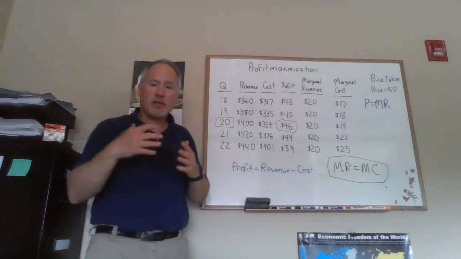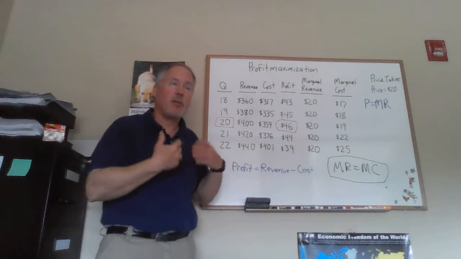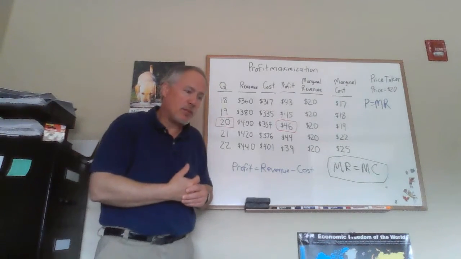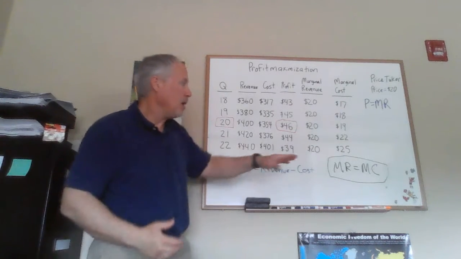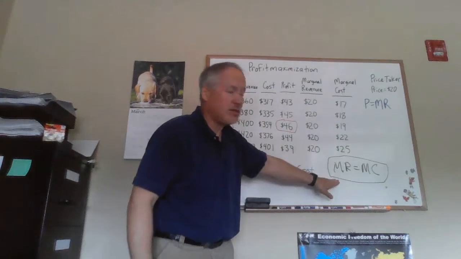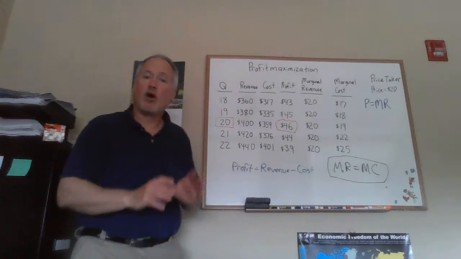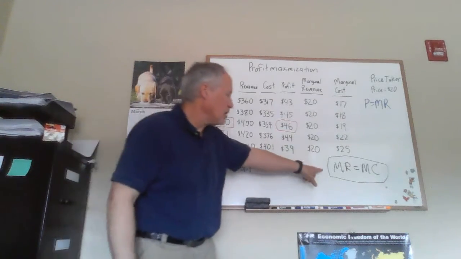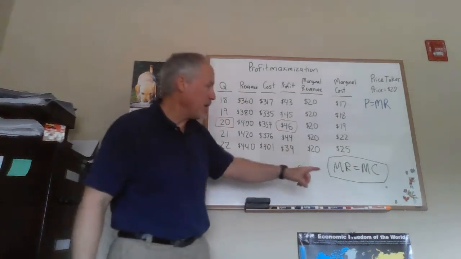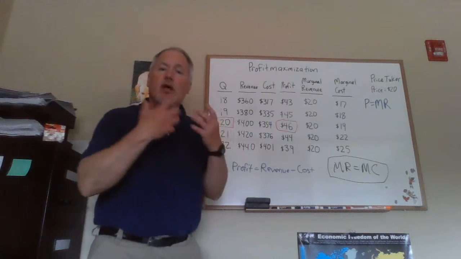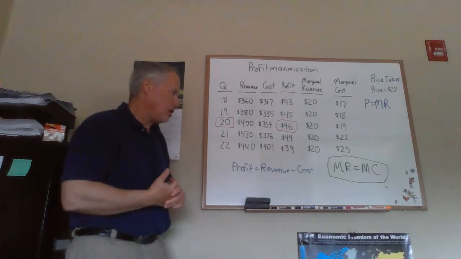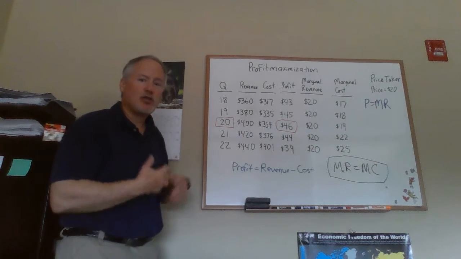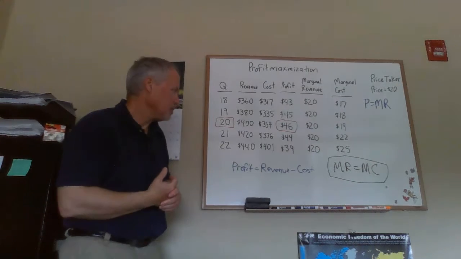Later on, in Chapter 10, we talk about monopoly, and a monopolist is not going to be a price taker. But to maximize profit, the monopolist is still going to look at marginal revenue equal to marginal cost. Any firm that wants to maximize profit is going to follow this rule. They will want to expand output until marginal revenue is just equal to marginal cost, and that will end up giving them the largest profit possible.